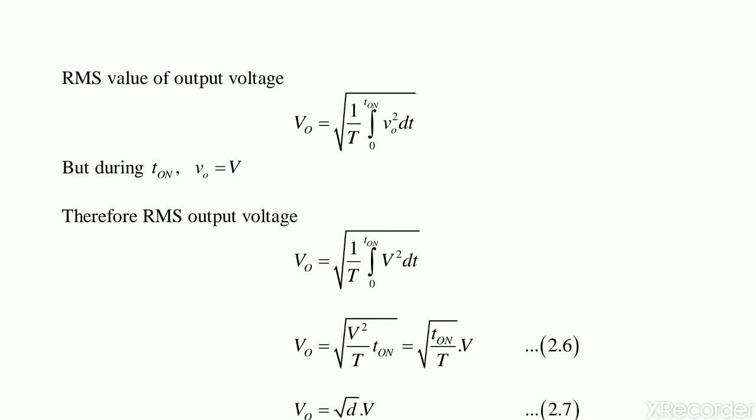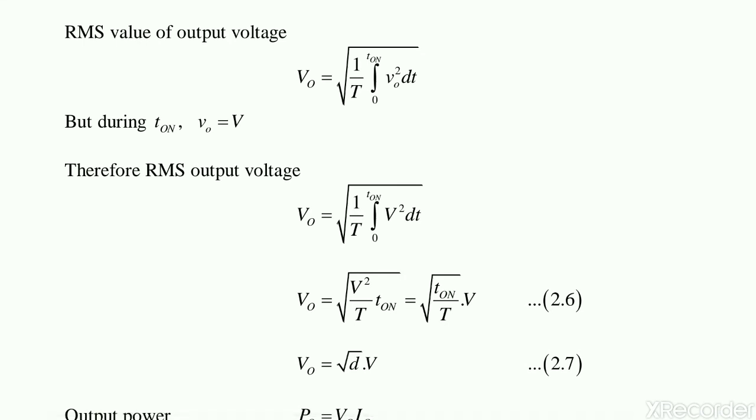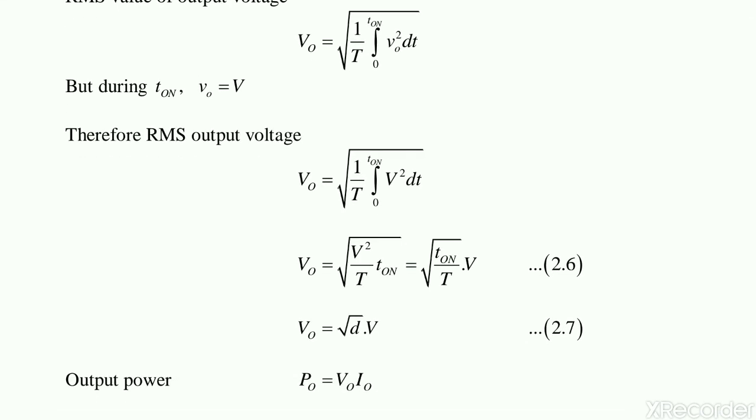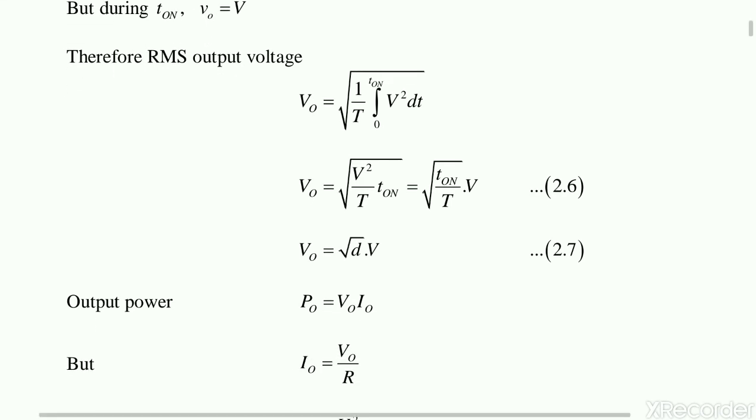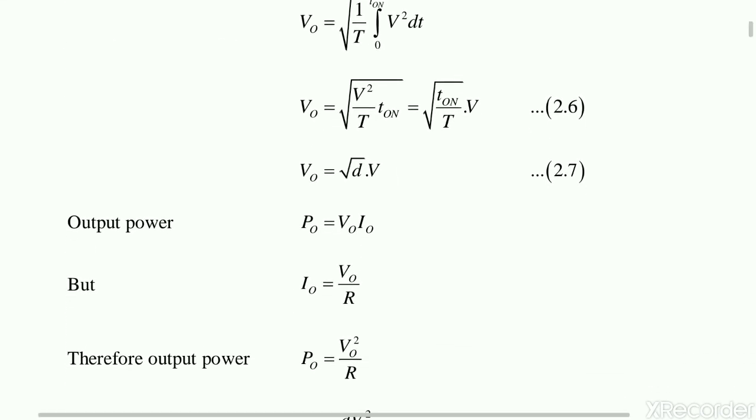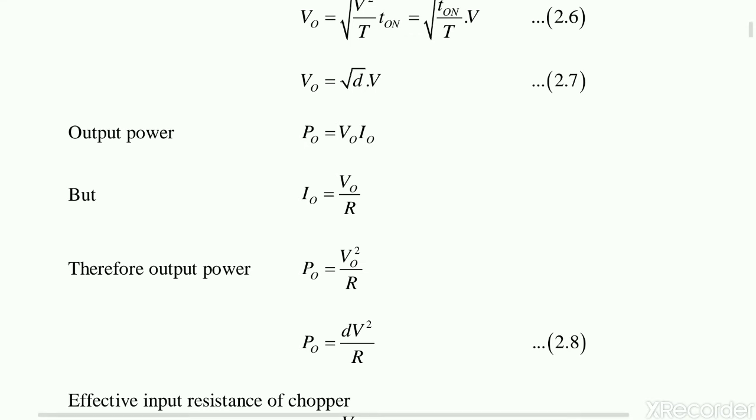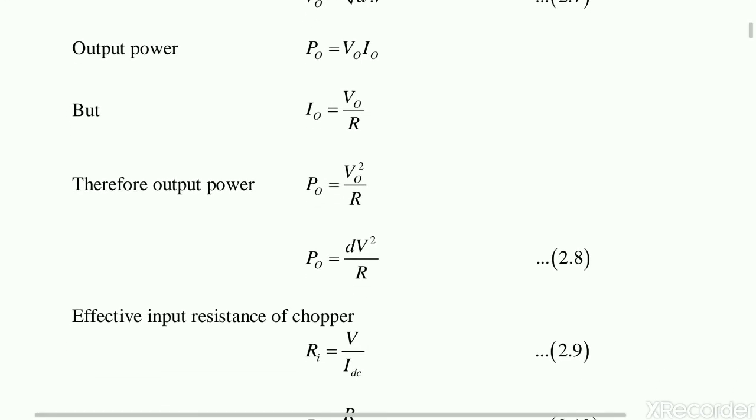This equation is of RMS output voltage. The final equation is under root of small d, that is under root of duty cycle, into capital V. V is the input DC supply. Output power in terms of output voltage and output current will be VO into IO, and in terms of resistance, that is VO square divided by R. It can be multiplied with the duty cycle D.